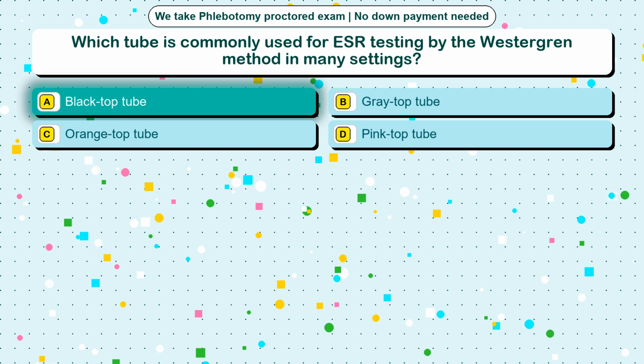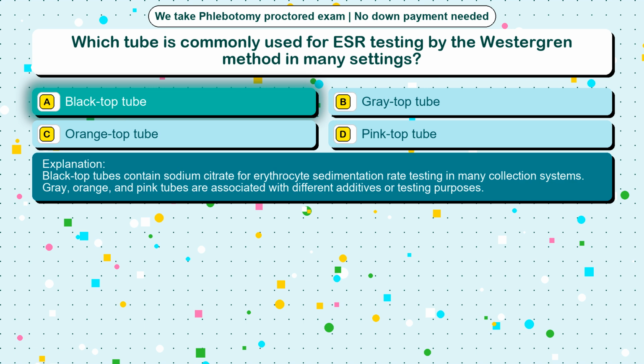The correct answer is option A, black top tube. Black top tubes contain sodium citrate for erythrocyte sedimentation rate testing in many collection systems. Gray, orange, and pink tubes are associated with different additives or testing purposes.